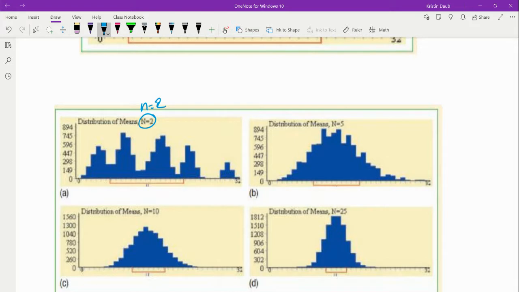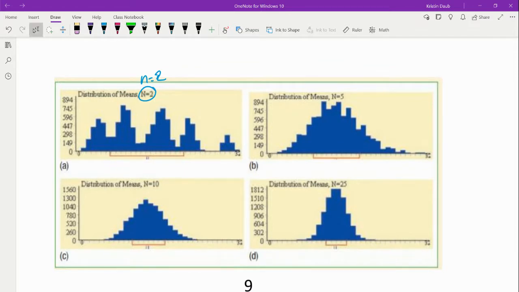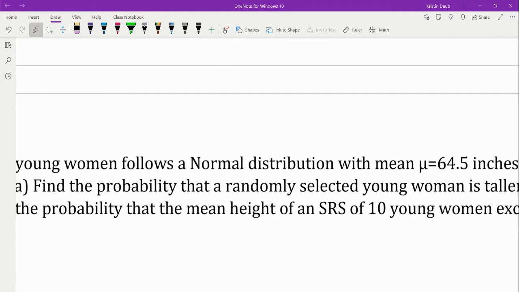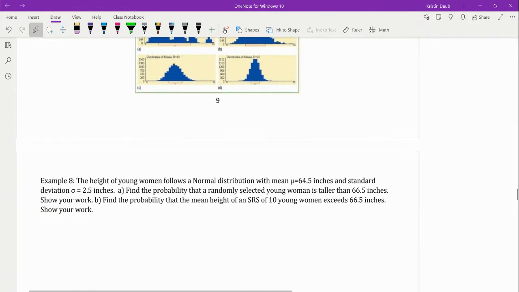And then if we were able to get to 30, we would definitely see a true normal distribution in our sampling distribution. All right, shall we do some examples here? So we have 2 examples. Let's look at this first example 8.